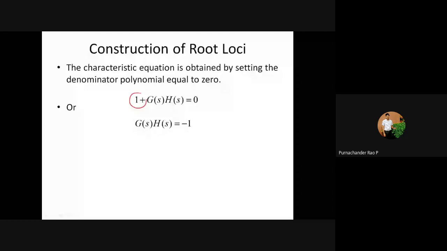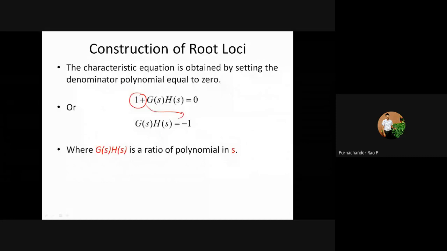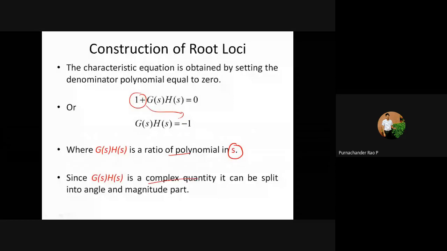So your equation will become G(s) H(s) is equal to minus 1, where G(s) H(s) is a ratio of polynomials in terms of s. This G(s) H(s) is a complex quantity, and it can be split into the angle and magnitude conditions.